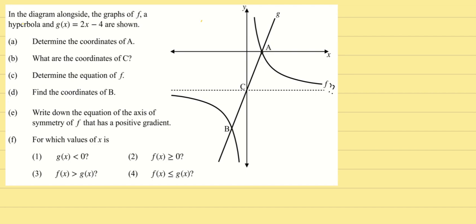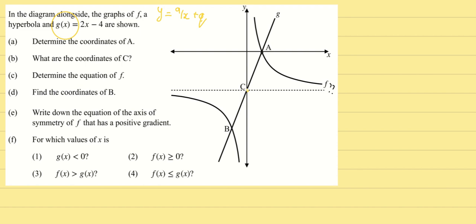shown. So they make mention of this graph's name, hyperbola, which has the standard form y is equal to a over x plus q. Okay, so I'd write that down for myself. And then they give us the equation of g of x over here. Okay, and they're saying that g of x is 2x minus 4.